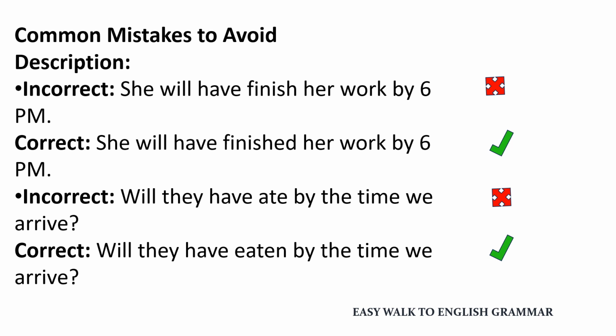In order to avoid making these mistakes, you have to watch two videos in our channel, Easy Walk to English Grammar. One is using have as the main verb, and the other is using have as the auxiliary verb. Please do watch them. Links are given in the description box.